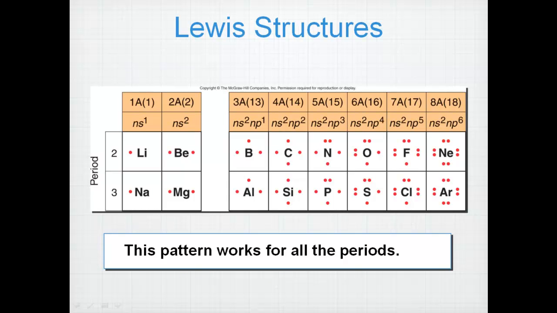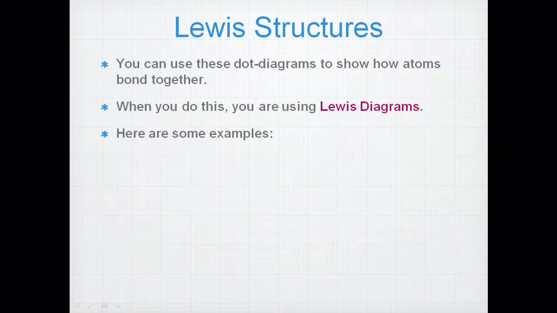Sodium is in the first group, so it has one dot, where magnesium is in the second, it has two dots, all the way down to argon. You can use these dot diagrams to show how atoms bond together. When you do this, you are using Lewis diagrams or Lewis structures. Here's an example: lithium bonding with fluorine, beryllium bonding with two fluorines, and oxygen bonding with two lithiums.